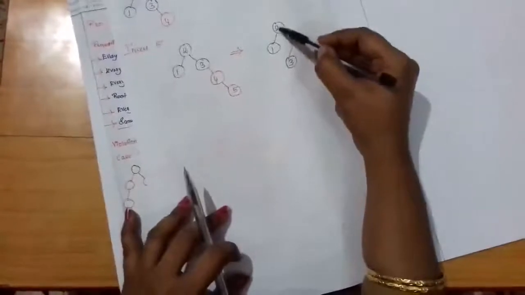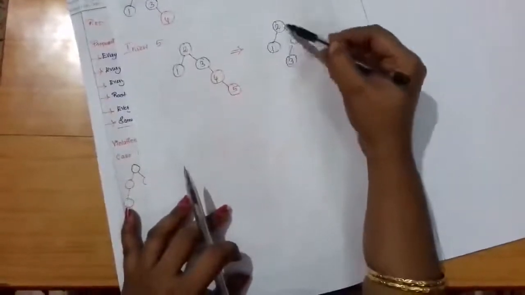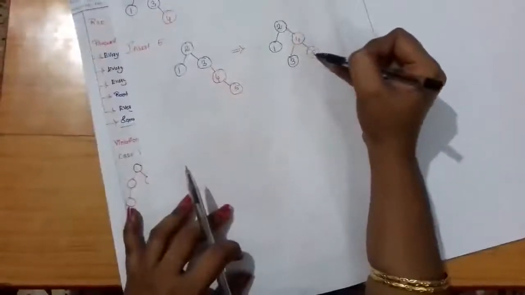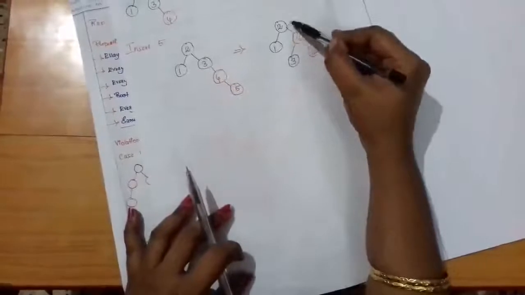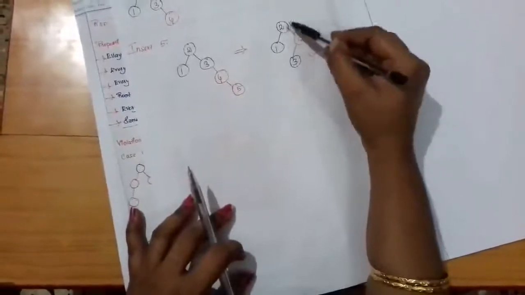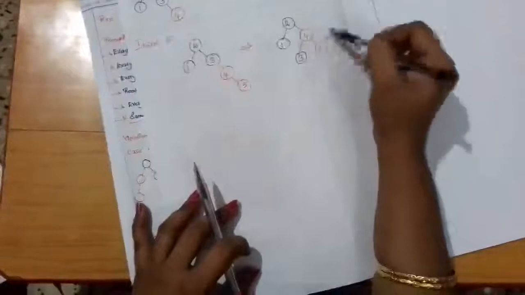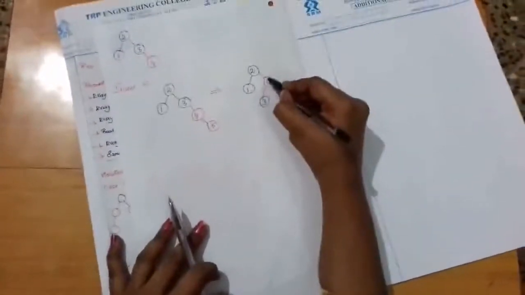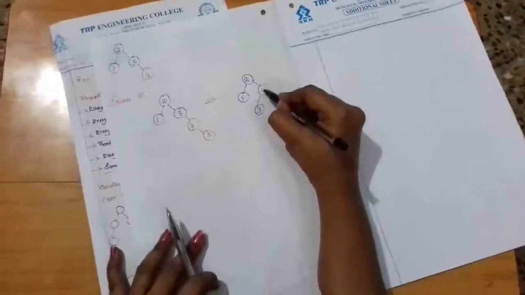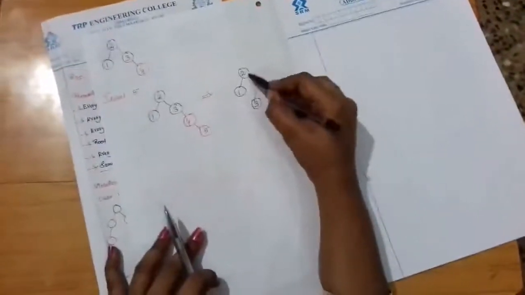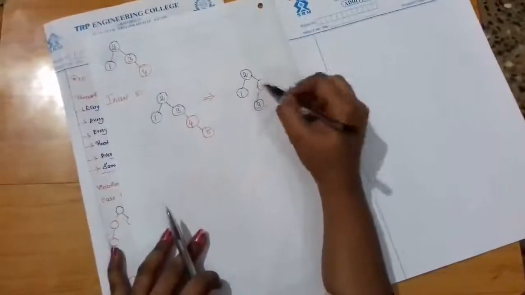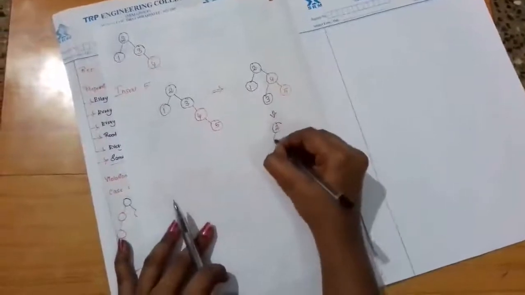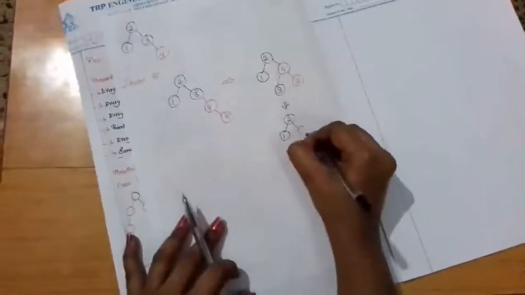Another property: in this path we have 2 black nodes, in this path we have 2 black nodes, but in this path we have only 1 black node. So another property of the red black tree is also violated. So we need to change the color based on satisfying the properties. So what is the solution? If we change the color of 4 from red to black, then in this path we get 2 black nodes. So we're going to change the color of 4 to black.